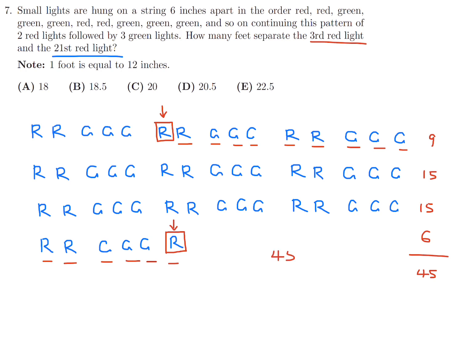And each light that we move forward is 6 inches, which is half a foot. So the distance would be 45 times a half, which is 22.5. And therefore, number 7, the answer is E.